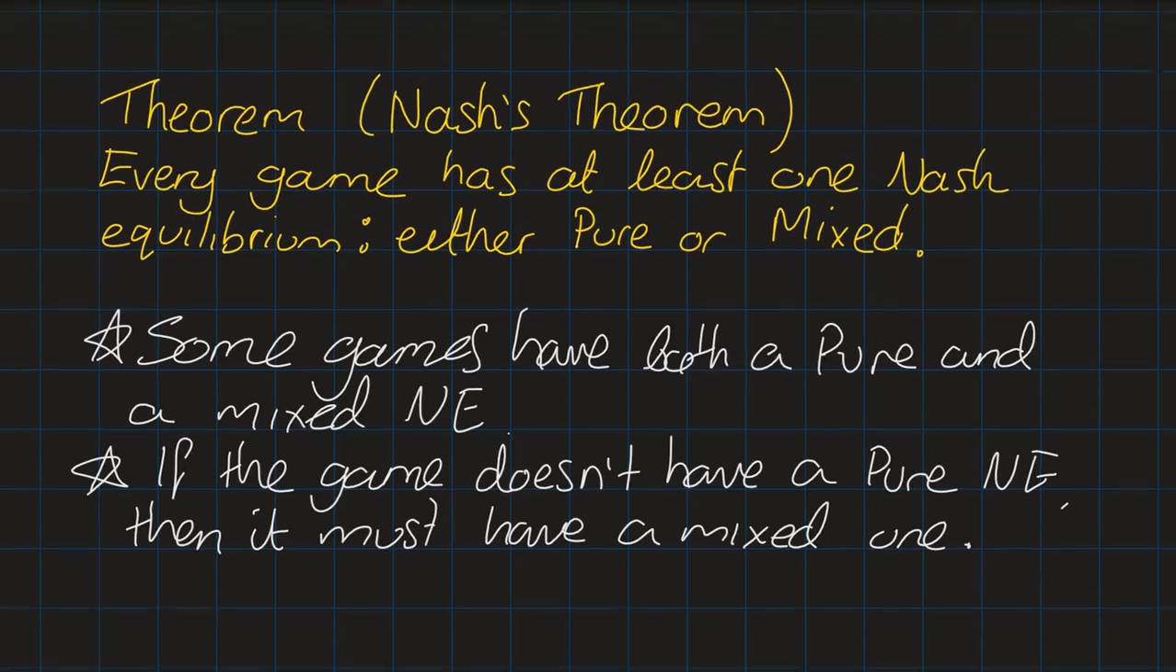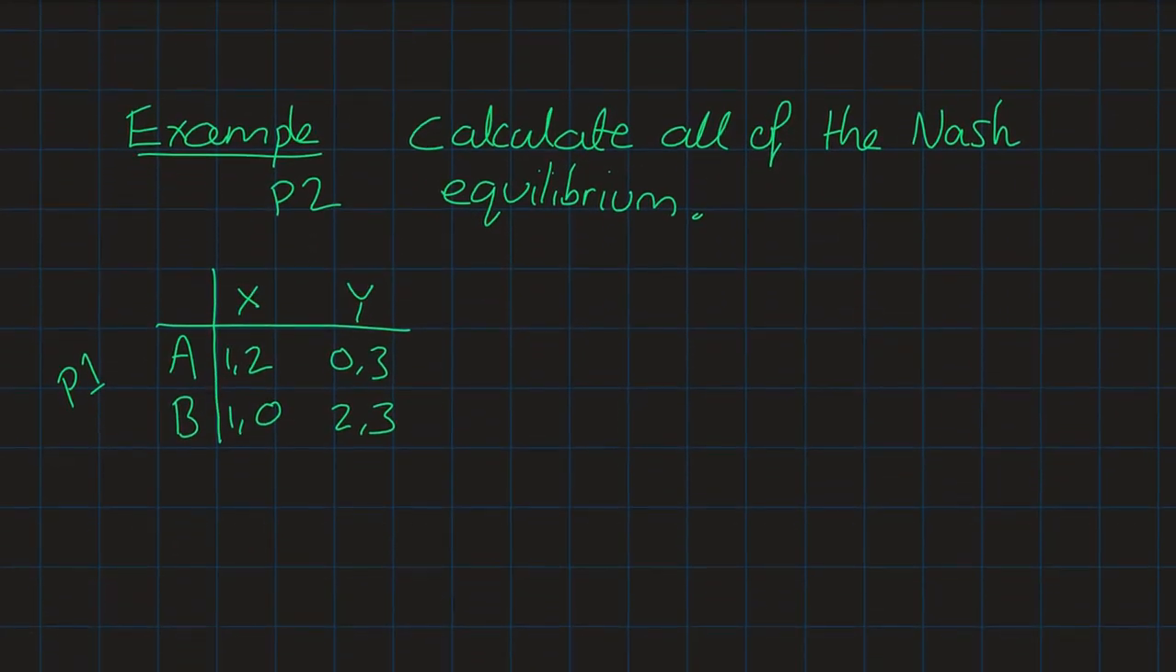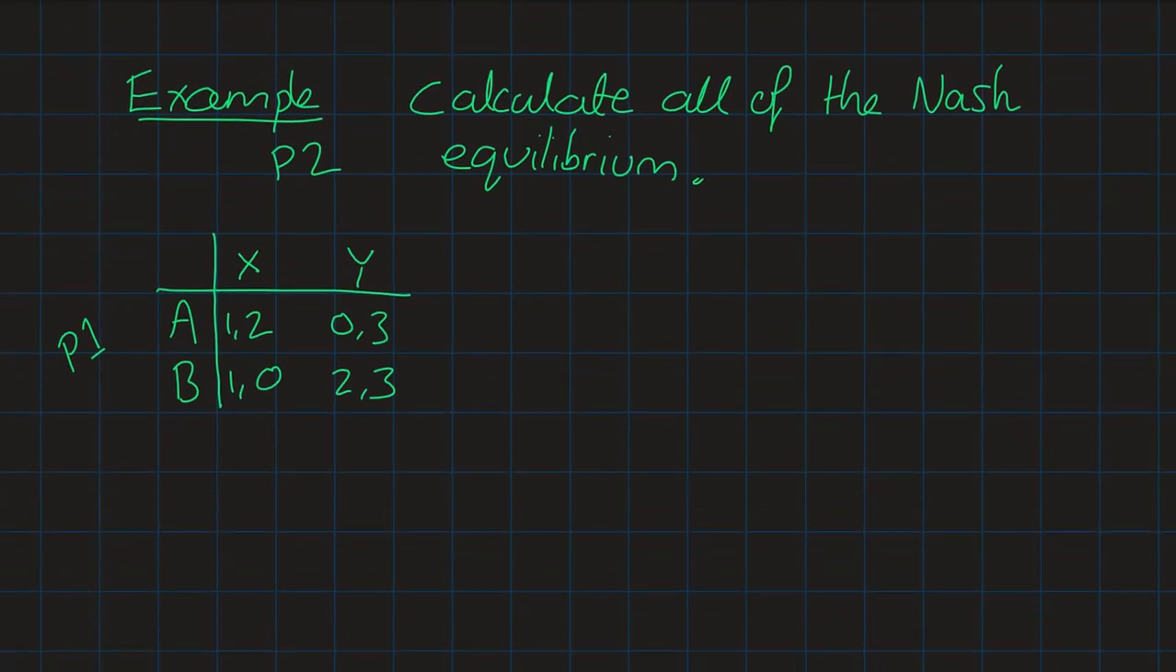Let's do an example calculating all the Nash equilibriums of this game. Okay, so same sort of strategy as I did in a previous video. The first thing I'm going to do is label the probabilities with variables. So P, 1 minus P, Q, and 1 minus Q. They need to add up to 1, so that's why I label them like this.